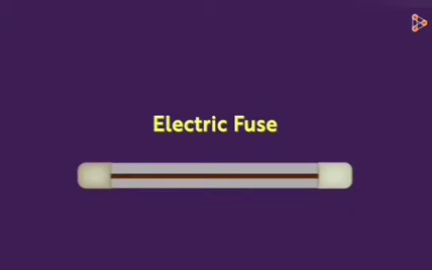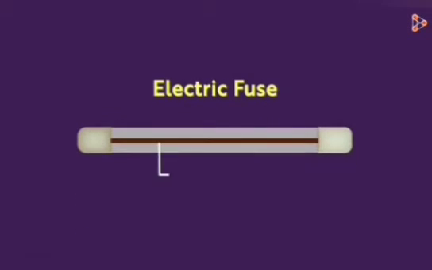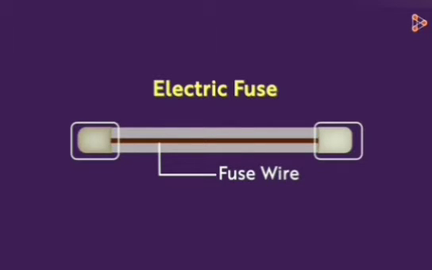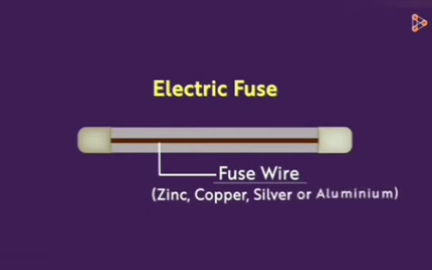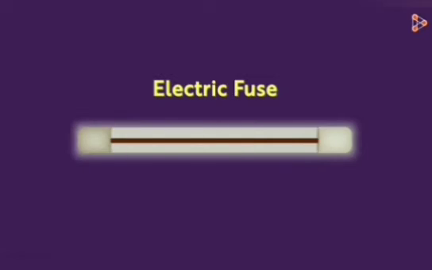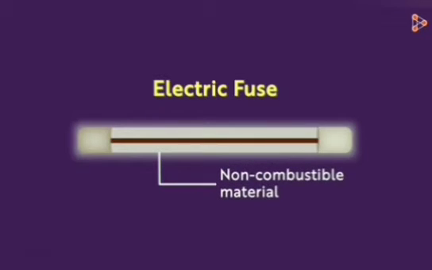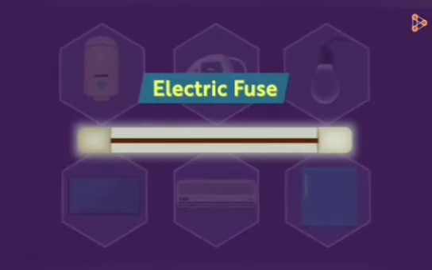Electric fuse. It is a safety device in the circuit, and the electric fuse is connected between two metals, and the fuse wire is made up of zinc, copper, silver or aluminium. And the other part of the fuse holder is made up of a non-combustible material. Sometimes the fuse wire is also made up of an alloy of tin and lead, which has very low resistance.